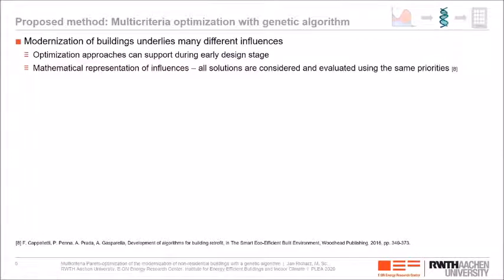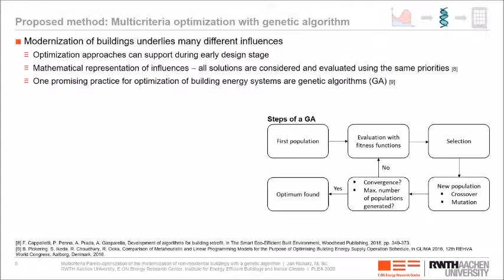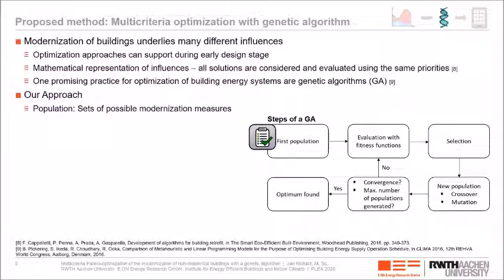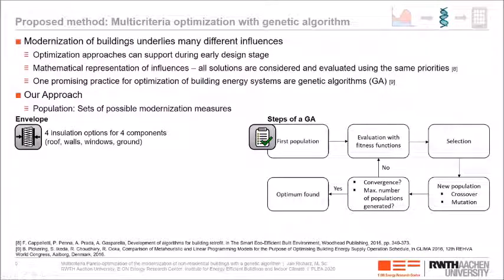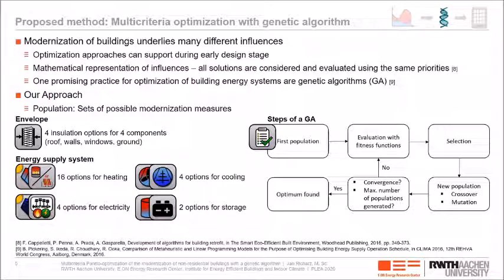The modernization of buildings underlies many different influences that can be put in mathematical equations and then be part of optimization models. Genetic algorithms are often used concerning building energy systems. The general procedure of a GA is shown here. In our case, the population includes possible sets of modernization measures. Part of these sets can be insulation measures for the envelope and the exchange of the supply system.